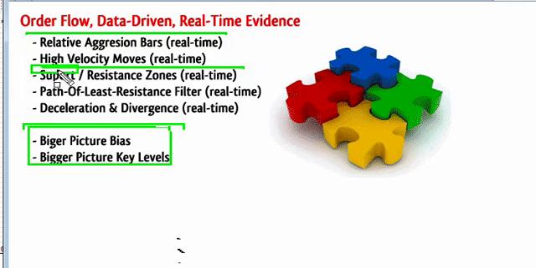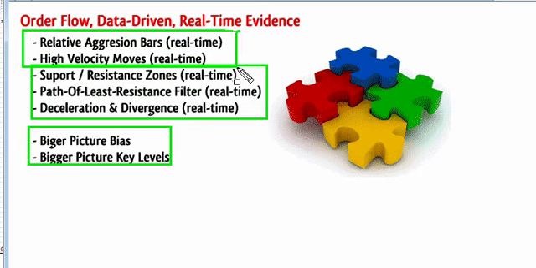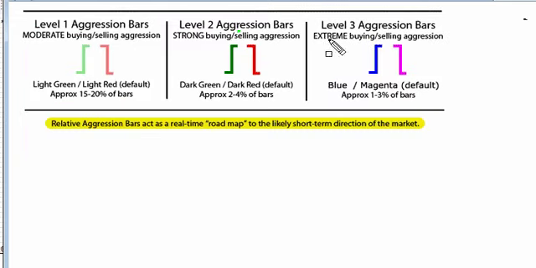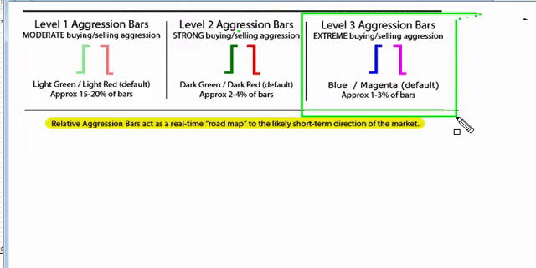So what I want to focus on today is I don't want to focus on the bigger picture. I don't want to focus on support resistance or divergence or the filter. I really want to just focus on our relative aggression bars and high velocity moves, and specifically what we call our level 3 buying and selling aggression bars. And what this is telling us is that under the surface, within the order flow, the only way the market's going to move is if one side collectively is more aggressive than the other. Obviously, if that didn't happen, the market would just sit there. So for the market to move, we need to know that one side is clearly more aggressive than the other.